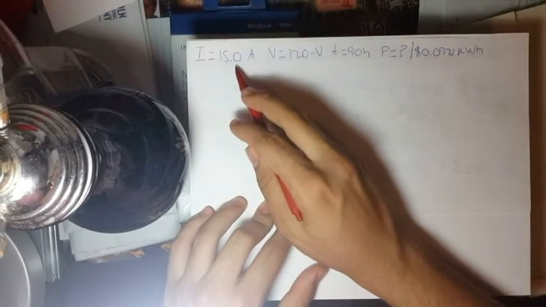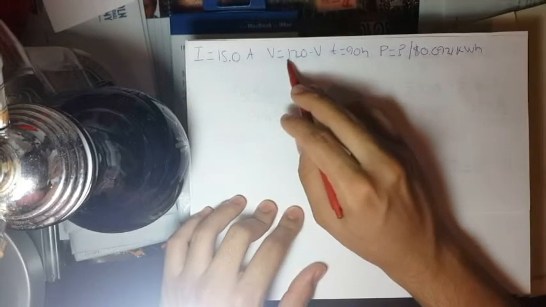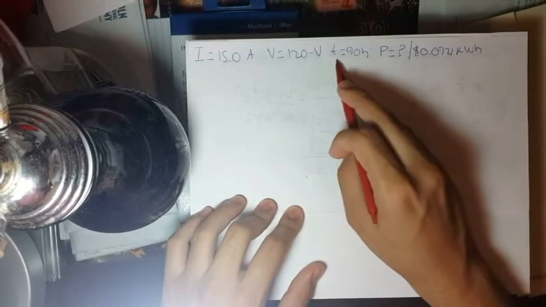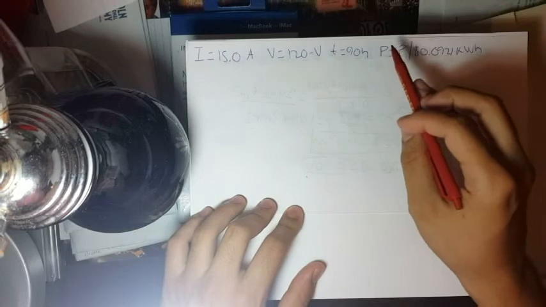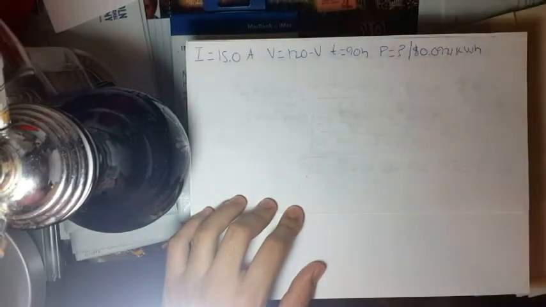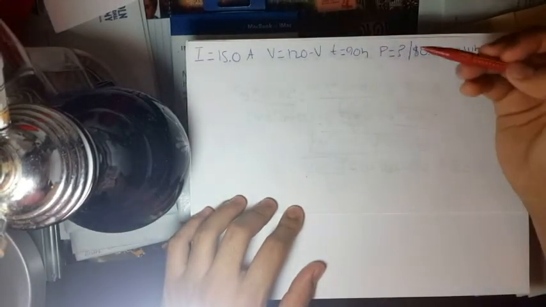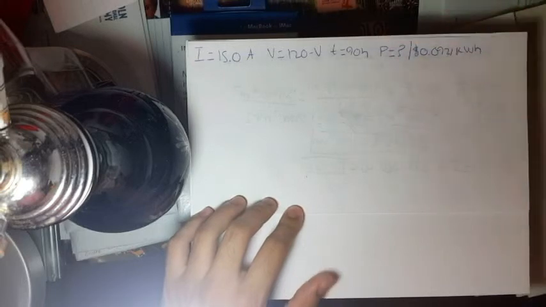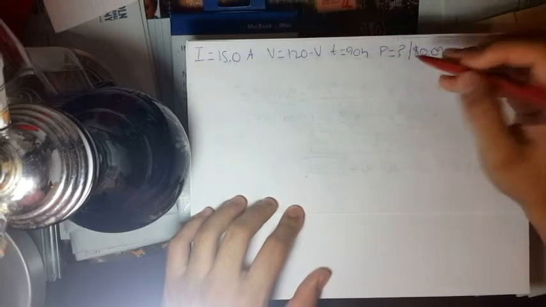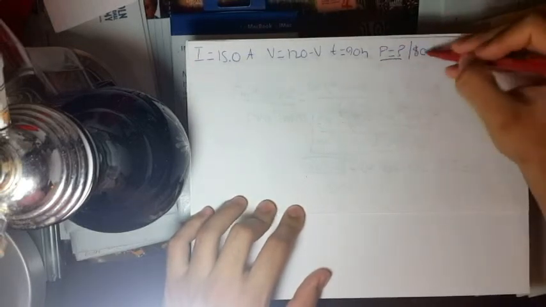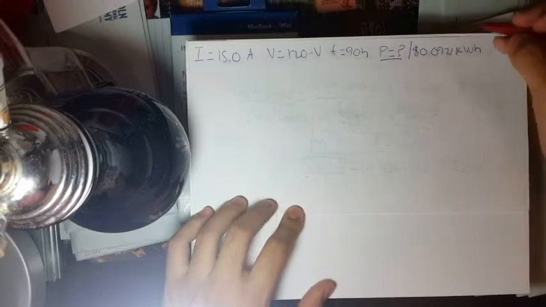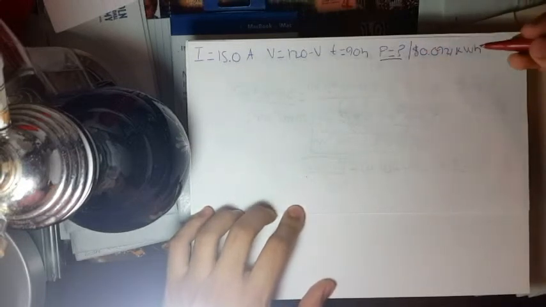So these are the variables that are given. Current is equal to 15 amperes, voltage is equal to 120 volts, and the time that is consumed is given as 30 days, and it tells us that each day it's 3 hours, therefore 90 hours. They're asking us to find the power and the cost, and they tell us that each kilowatt hour they charge $0.092 or 9.2 cents.